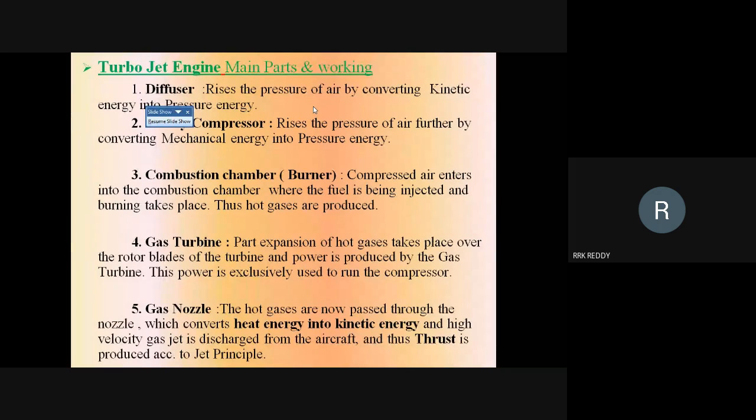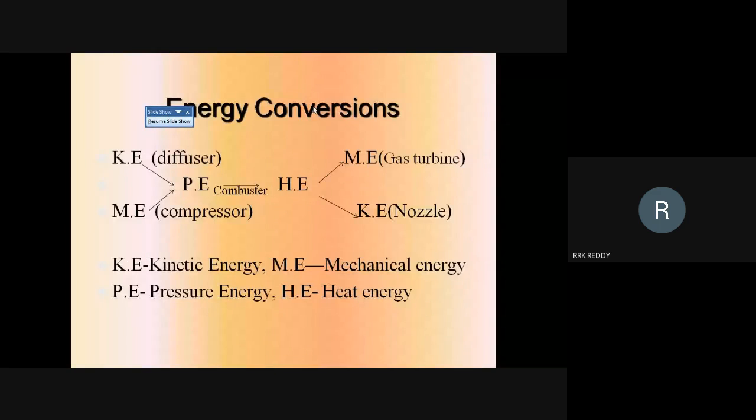Before going to see the function of each component, let us see these energy conversion principles. Here I'm just giving the short forms: KE means kinetic energy, ME means mechanical energy, PE means pressure energy, and HE means heat energy.